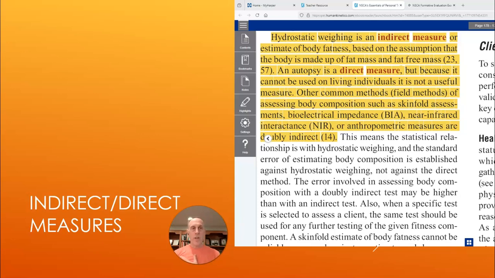So for us in the profession, we'd rather use indirect measures like hydrostatic weighing or skinfold calipers to evaluate a person's body composition without such a permanent result, okay? So there are different ways to do these tests. They can be different field methods for body composition, or they could be bioelectrical impedance or near infrared, as well as other measures. So with that, I'm going to move on to the next presentation.